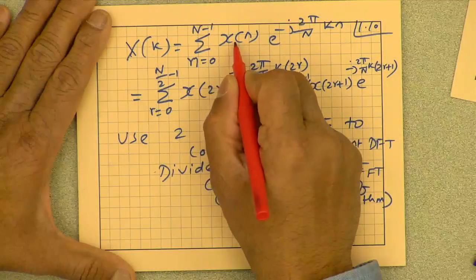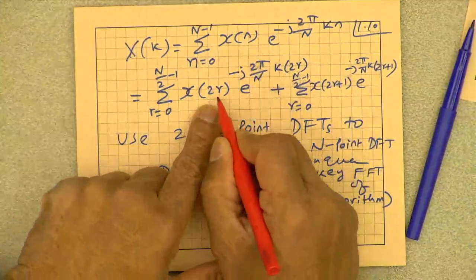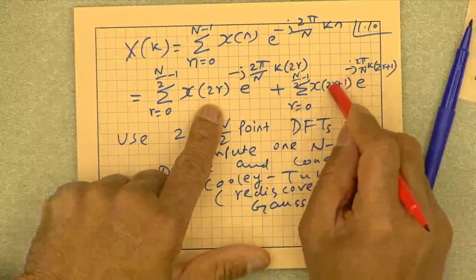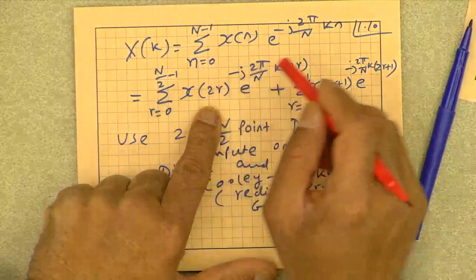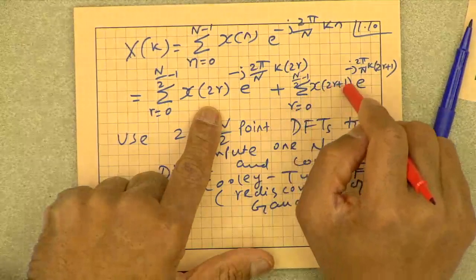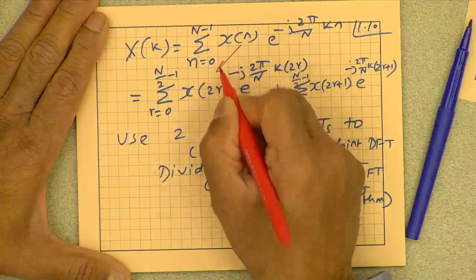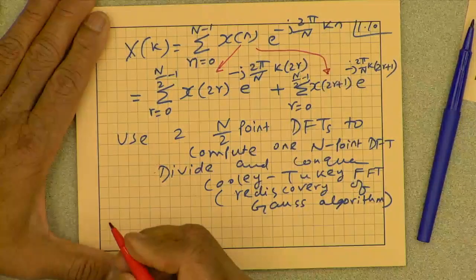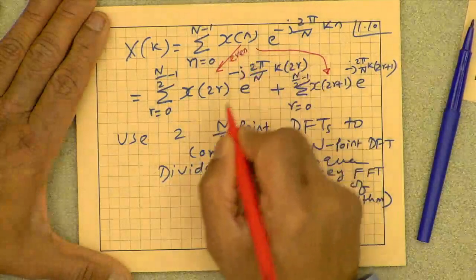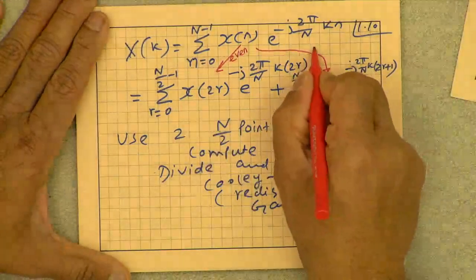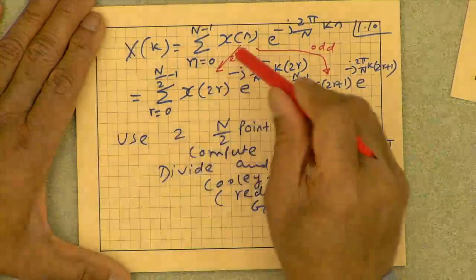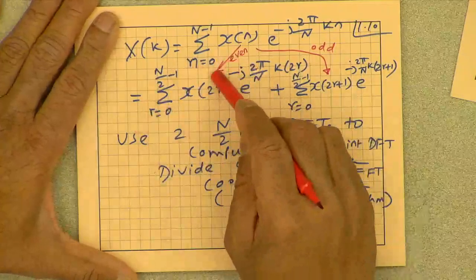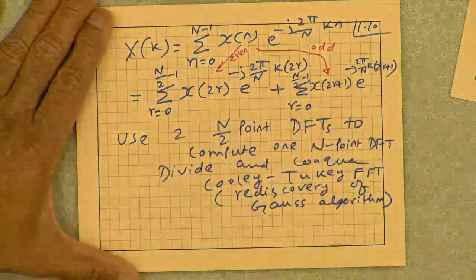So what have we done? If n is 0, that corresponds to r equal to 0 here. If n is 1, the next term corresponds to 2r plus 1 when r is 0, this is x1. When n is 2, r becomes 1, x2. When n is 3, r is 1, 2 times 1 plus 1 is x3. So we have taken the n point sequence xn and divided it into two different sequences, the even sequence x0, x2, x4, x6, x8, etc., and the odd sequence. So this DFT containing n terms is exactly equivalent to these n by 2 terms containing the even samples plus these n by 2 terms containing the odd samples.